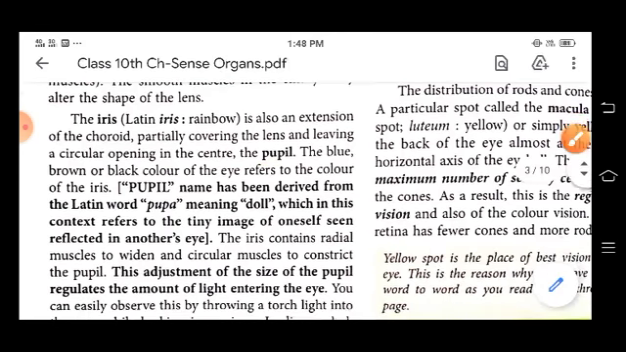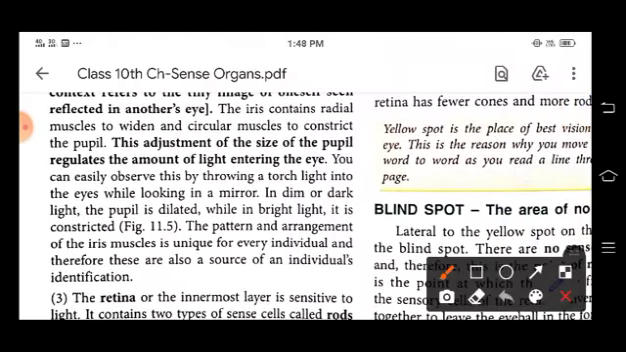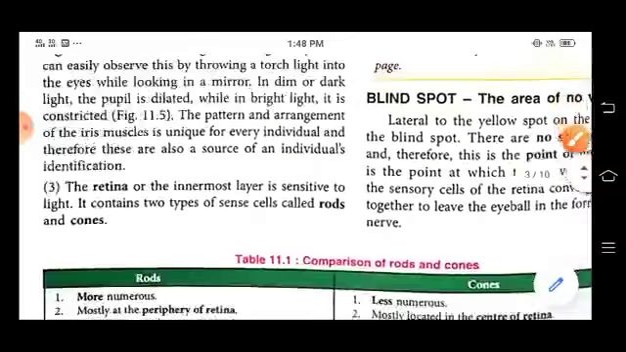Now this iris contains radial muscles which widen and circular muscles which constrict the pupil. The adjustment of the size of the pupil regulates the amount of light entering into the eye. The pattern and arrangement of the iris muscle is unique for every individual, and therefore it is also a source of an individual's identification.